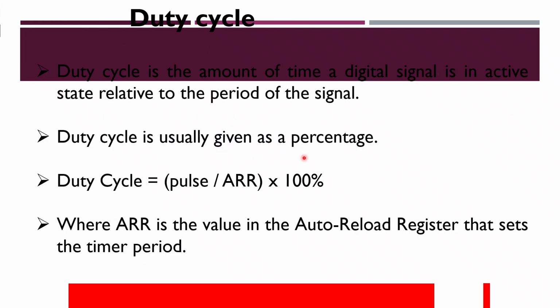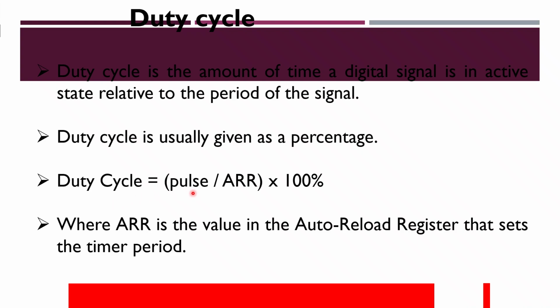Next is duty cycle. As I already told you, the duty cycle is the amount of time a digital signal is in active state related to the period of the signal. It is always in active state related to the period of the signal. Duty cycle is usually given as a percentage.